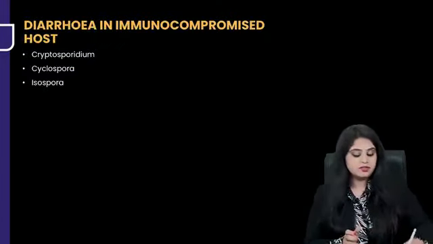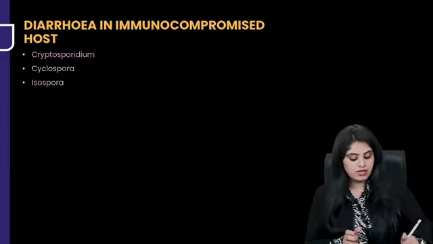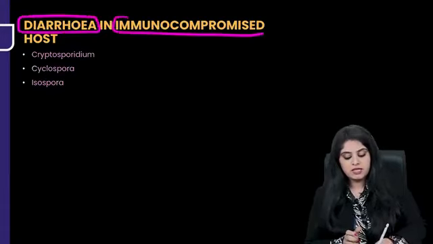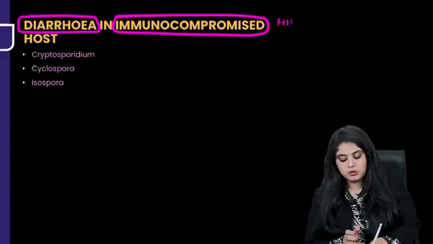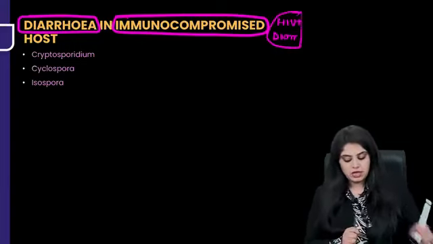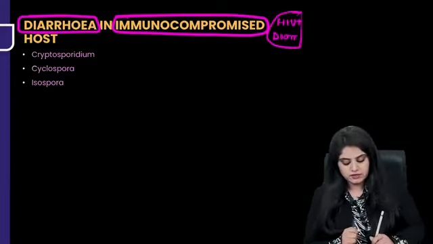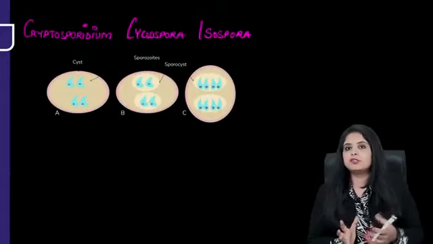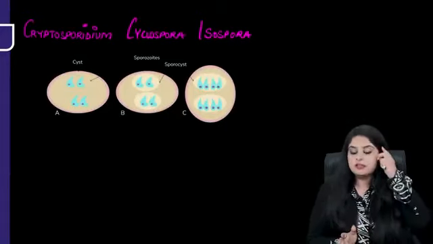Now in the same coccidian parasites, I come to Cryptosporidium, Cyclospora, Isospora. Why are they one family altogether? Because they cause diarrhea in what people? In immunocompromised people, you will always get an HIV positive person with diarrhea. That is very important for you to know. Now, please note, out of these, I will first teach you what are the differences between them in terms of their sporozoites and sporocysts, and then I'll take you into the life cycle and the differences.